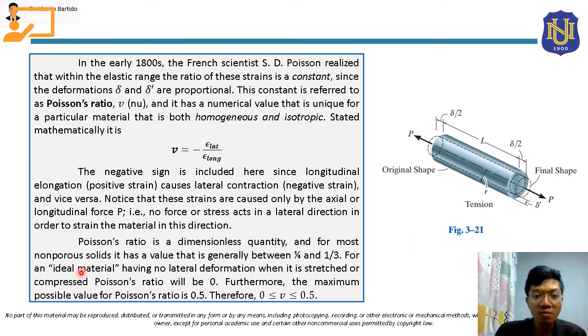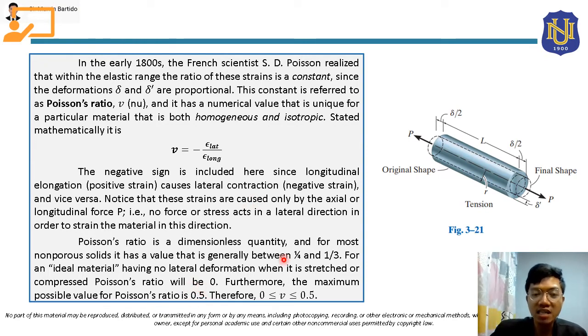For an ideal material having no lateral deformation, when it is stretched or compressed, Poisson's ratio will be 0. Furthermore, the maximum possible value for Poisson's ratio is 0.5. So take note of that. That is the maximum possible value for Poisson's ratio.